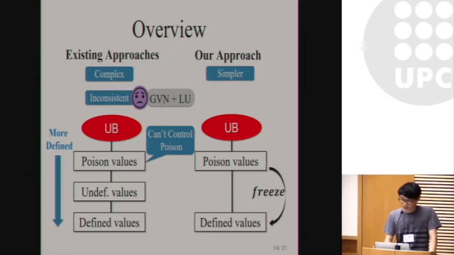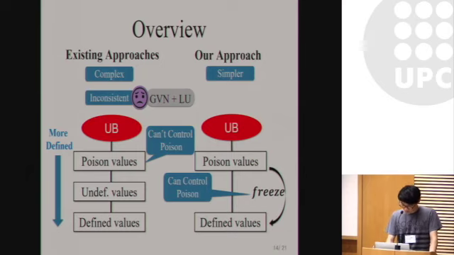On the other hand, we take a simpler approach. We keep only one notion of deferred undefined behavior, which is poison value. We eliminate the undefined value and introduce a new instruction called freeze that converts poison into a fully defined value that is chosen non-deterministically. Using freeze, compiler can selectively make poison more defined.